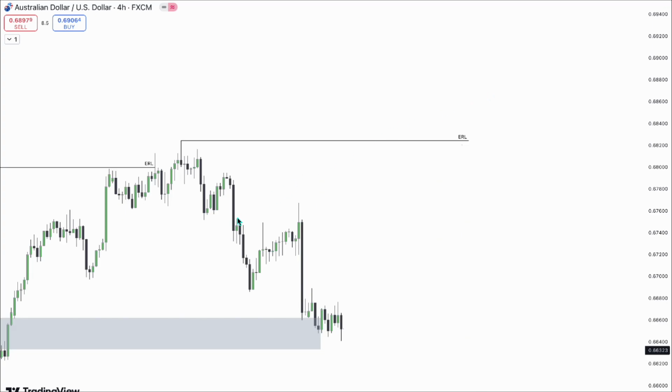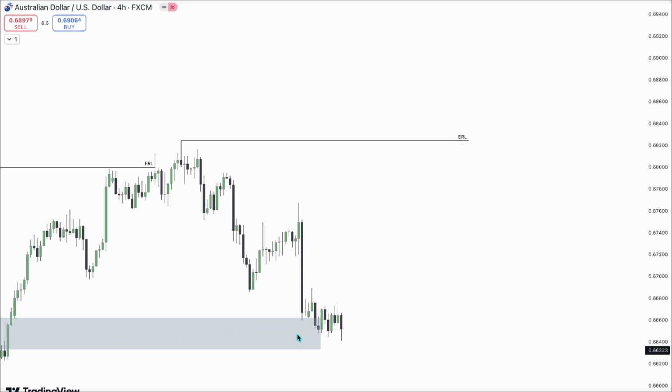You can see the old high we took out, and I've marked our new external range liquidity, while the internal range liquidity remains on the weekly time frame. Notice the old lows on the 4-hour chart. This is what forms the fair value gap on the weekly chart.